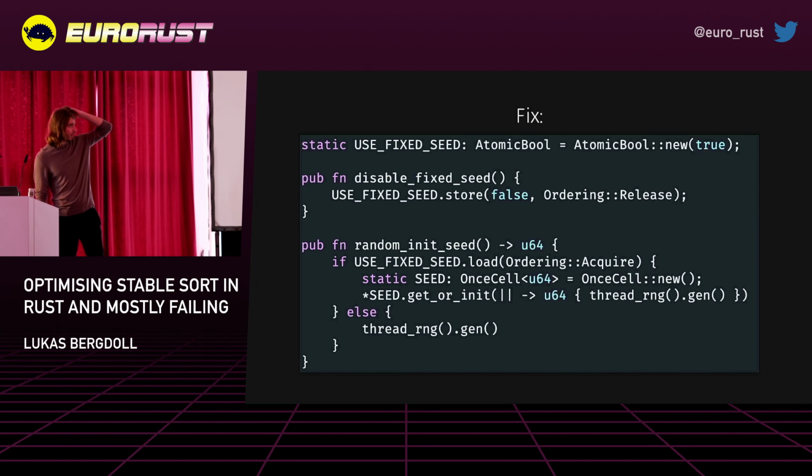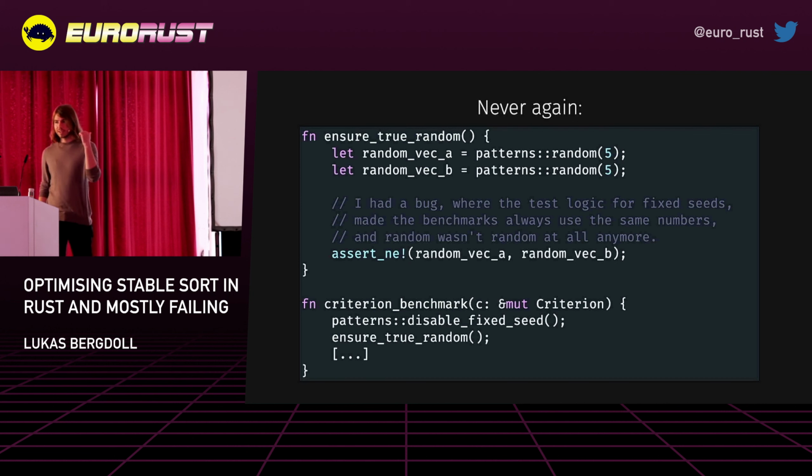I have a new function called disable fixed seed. By default it uses a fixed seed, but if this function is called, it will then start using just random numbers as seeds. And inside the benchmark harness, I call this function at the very beginning. I call a little test function to make sure that I produce 2 random vectors. I compare them, and they should not be the same, right? To ensure that I don't make the same mistake again.